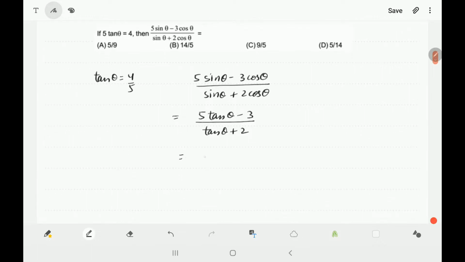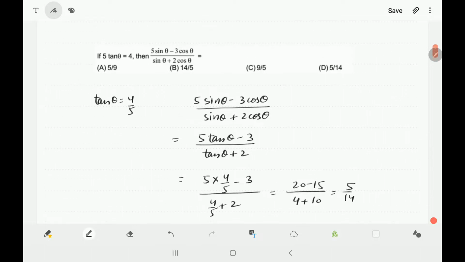Okay. Now we already know the value of tan theta. So this is 4 by 5. 5 into 4 by 5 minus 3, upon 4 by 5 plus 2. Once you take the LCM, you will get 20 minus 15 upon 4 plus 10. So this value will be 5 by 14. So the answer for this problem will be 5 by 14, which is option D.